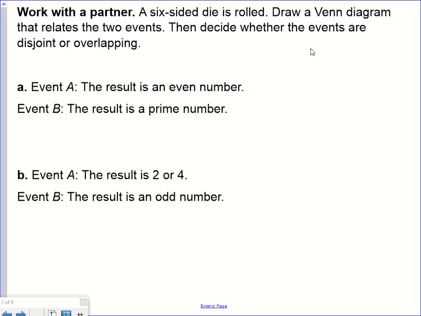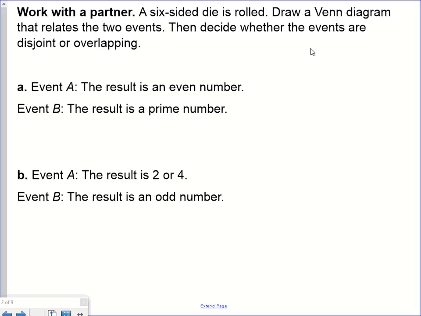So first of all, we're going to make one circle in our Venn diagram for each event. I'm going to help you with this first one in the warm-up, and then I'm going to let you try the next one. So event A, we'll call that, draw a circle for your Venn diagram and label it with event A. So I just write even on my circle. And then draw another circle so that it overlaps, so you get a Venn diagram, and label that circle prime.